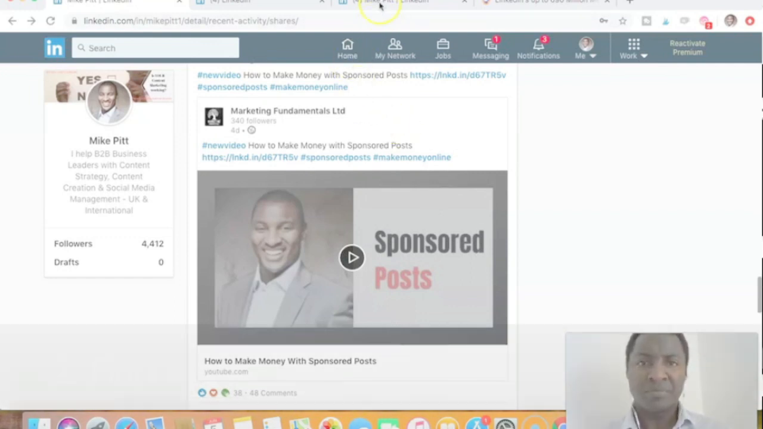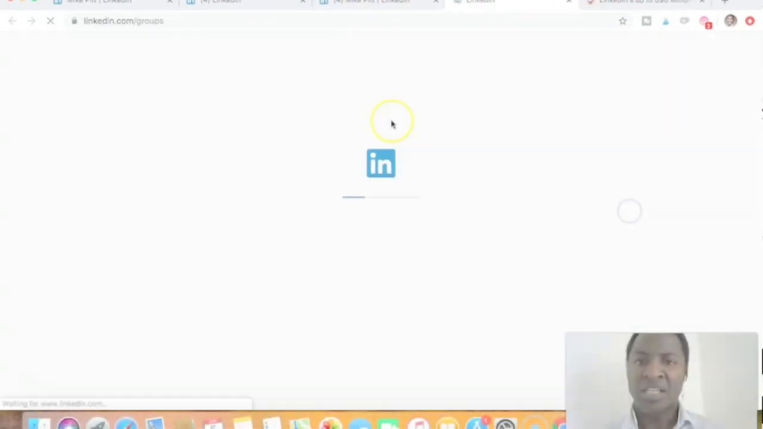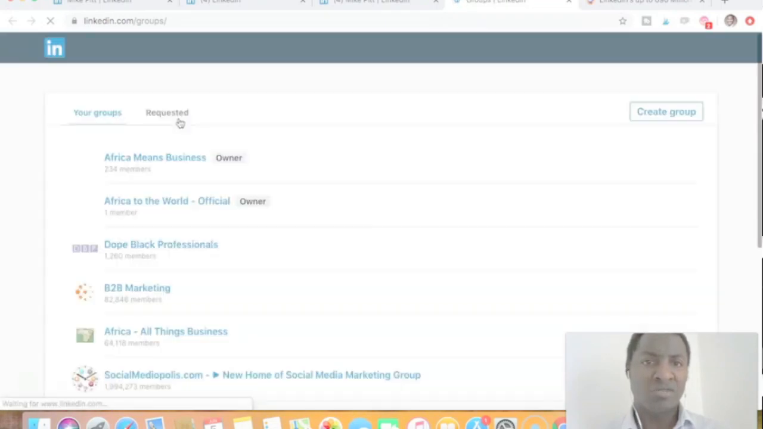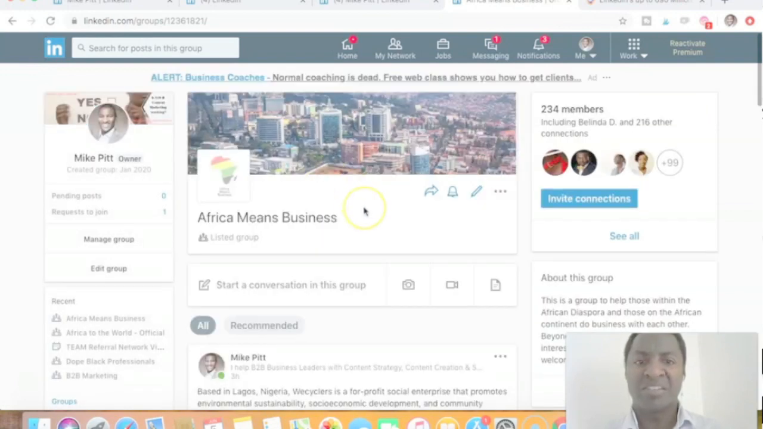Number 2, running a group. So let's go to another window, click here. We're going to go into groups and I'm going to highlight the group, and you've already seen a couple of posts from that. This is a special interest group. It's called Africa Means Business. So it's targeted at people who want to do business on the continent of Africa and people in the African diaspora who want to reach back and do business and trade with big companies on the African continent. As a disclaimer, I should say we're obviously also doing business with companies in America and companies in Europe, but this is a special interest group.